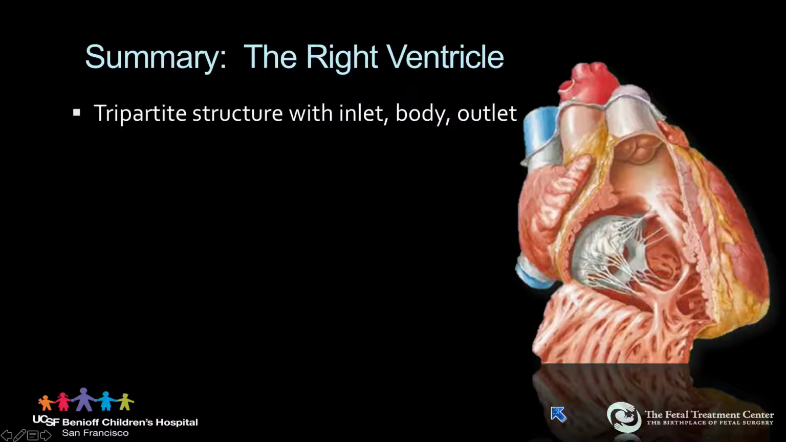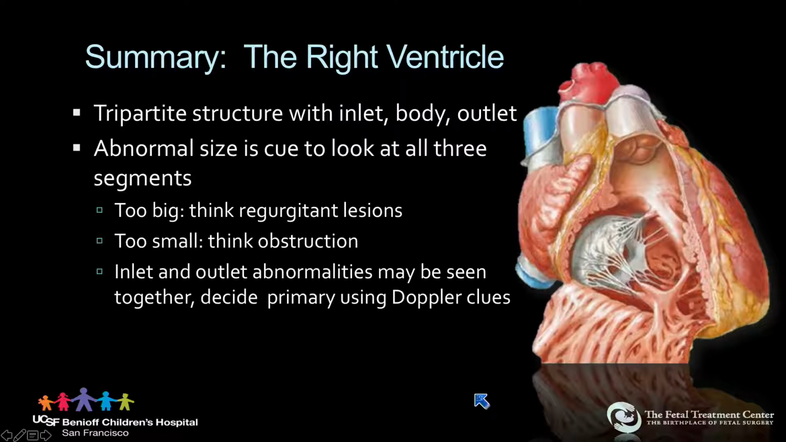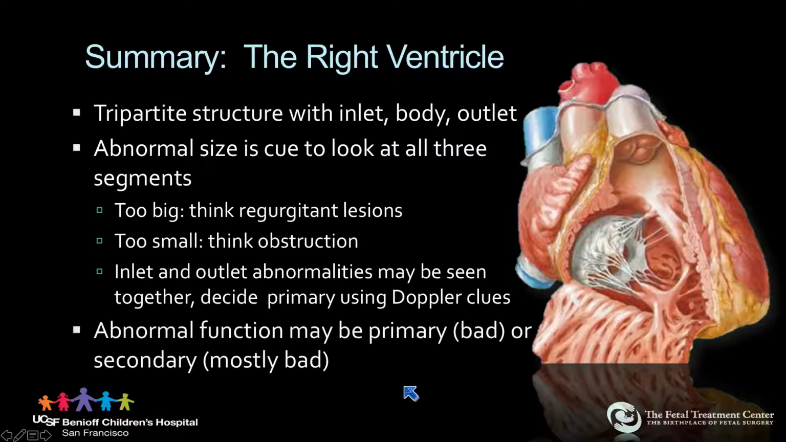So to summarize this whirlwind tour of the right ventricle and its three parts, there's an inlet, body, and outlet. Abnormal size is often the cue to look at these three segments, and they do need to be looked at sequentially and, as Tracy said and Alina said, in a protocolized manner. But if the ventricle is too big, think about regurgitation. Too small, think about obstruction. And inlet and outlet abnormalities may be seen together, so use your physiologic parameters, your Doppler, your color Doppler, to decide what the primary problem is using those Doppler clues.